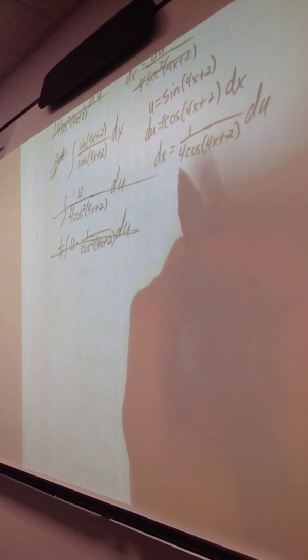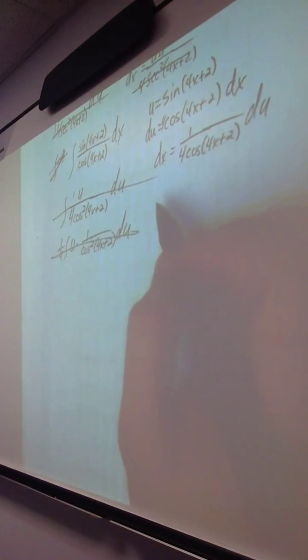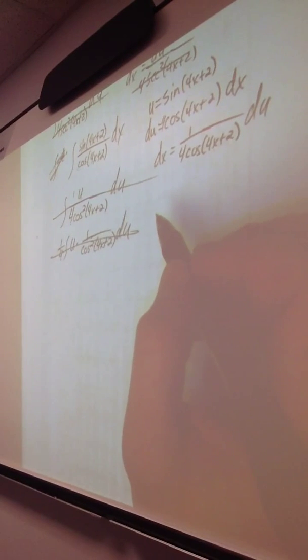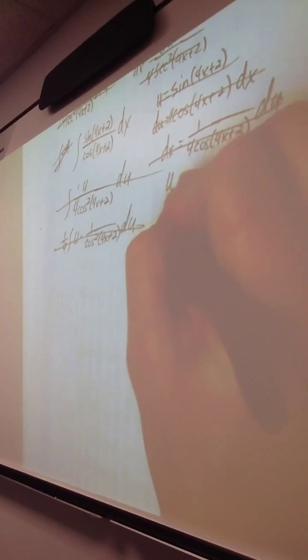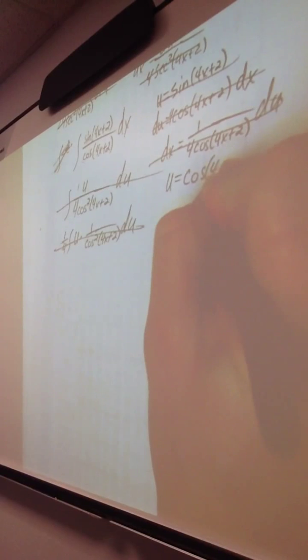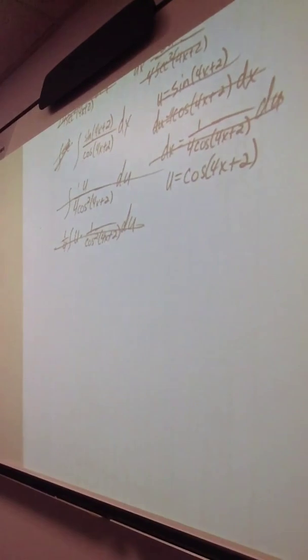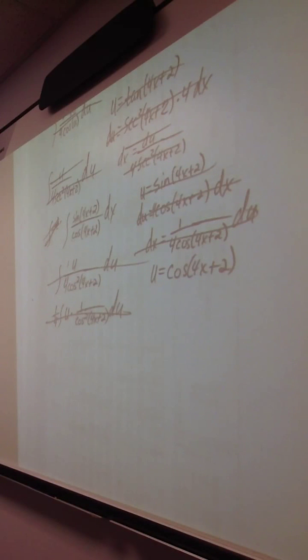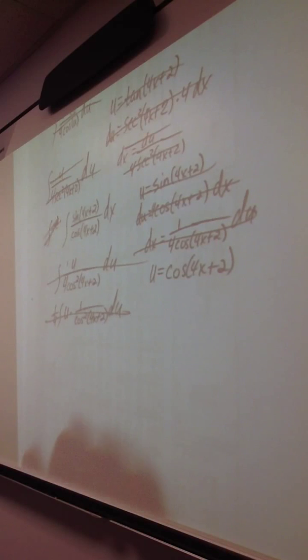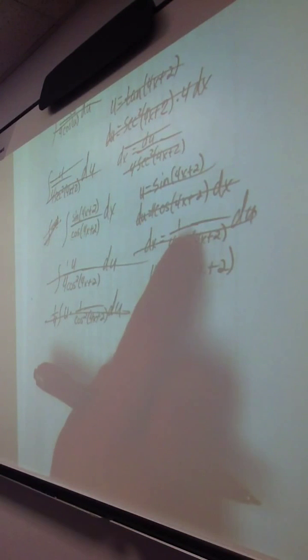No, I just looked at what I actually ended up doing. Oh, I know what I did. I went u equals cosine of 4x plus 2. Didn't you do that wrong? If you divide by 1 and 4, wouldn't 4 cosine be on top? I don't divide by this? Yeah, I don't divide by this to get du?